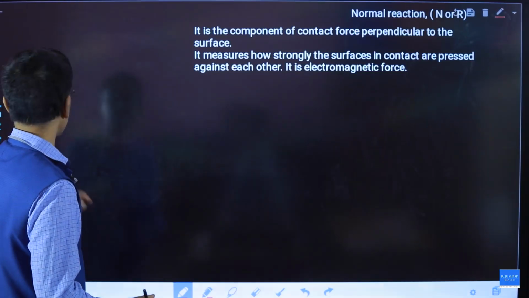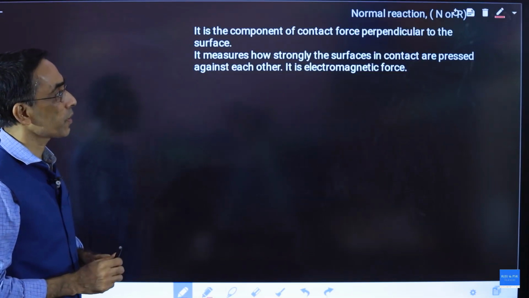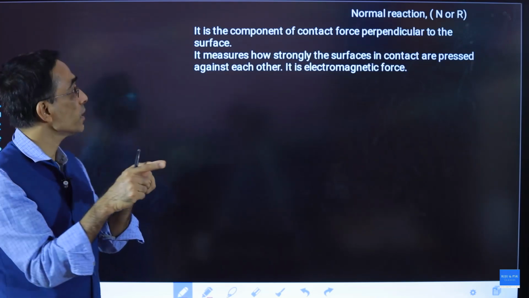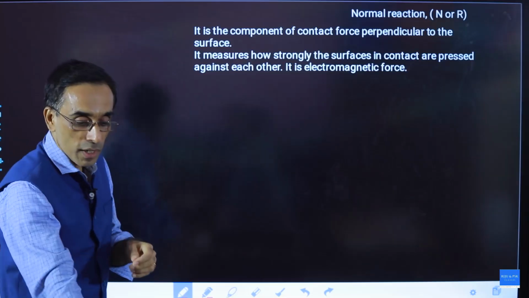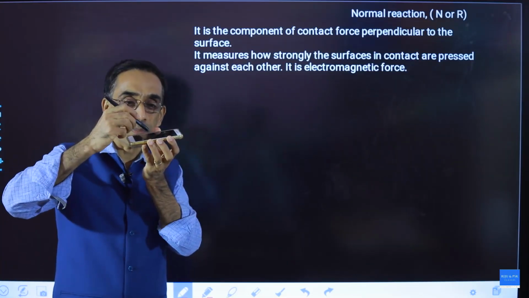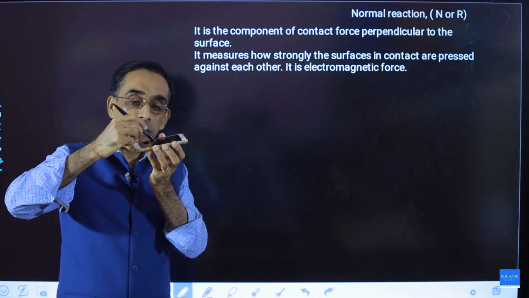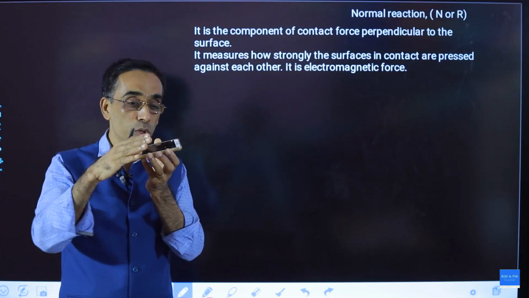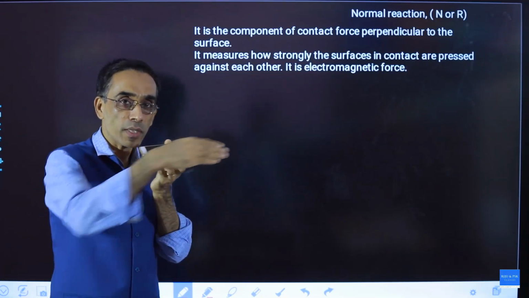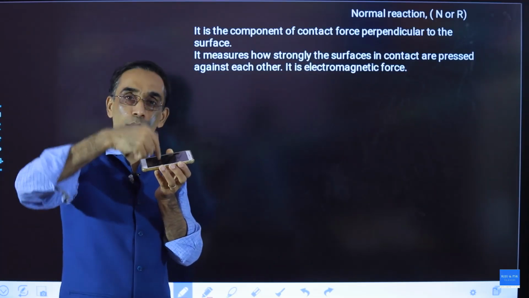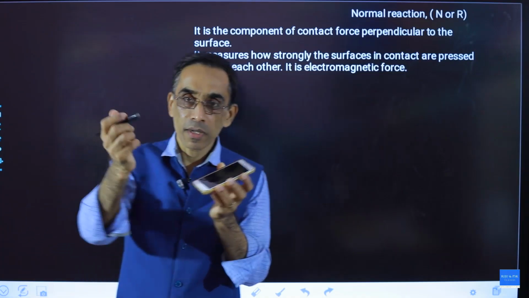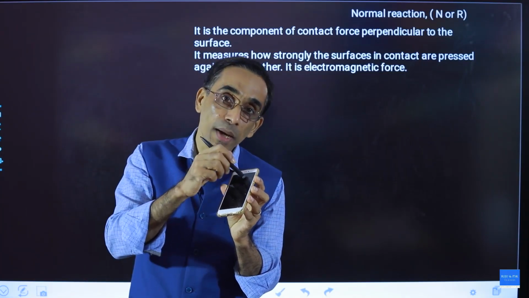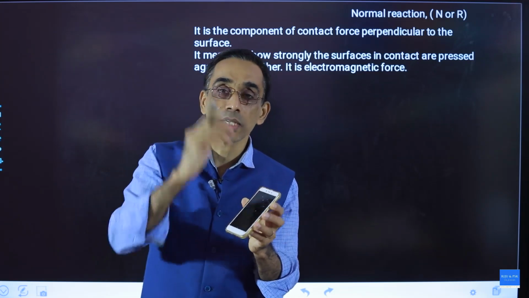Here, normal means perpendicular. So, when two objects are in contact, only when they are touching, there will be contact forces. Like when my phone touches the pen, there is a contact force. This contact force can be resolved into one contact force parallel to the surface, another contact force perpendicular to the surface. Are you getting it? Two objects in touch, there is a contact force, and it can be parallel or perpendicular to that surface.